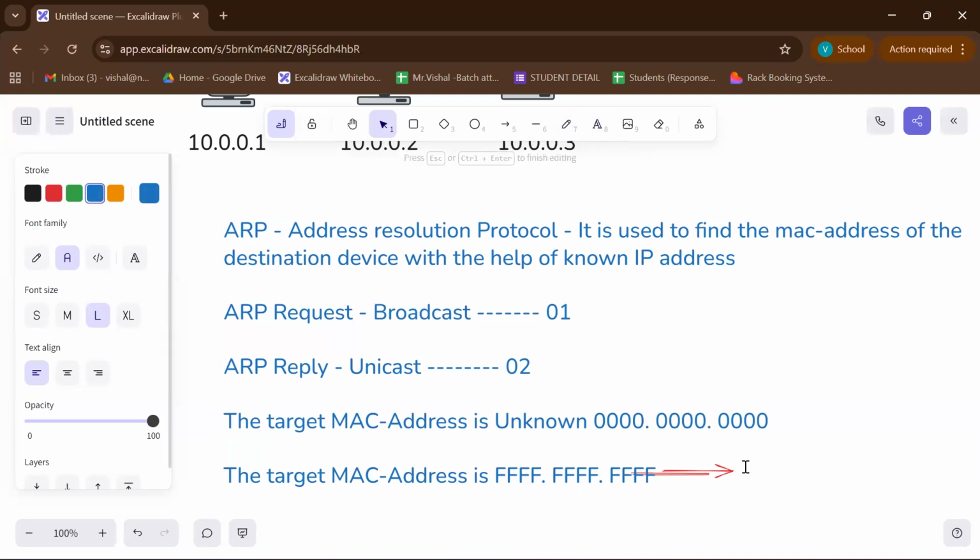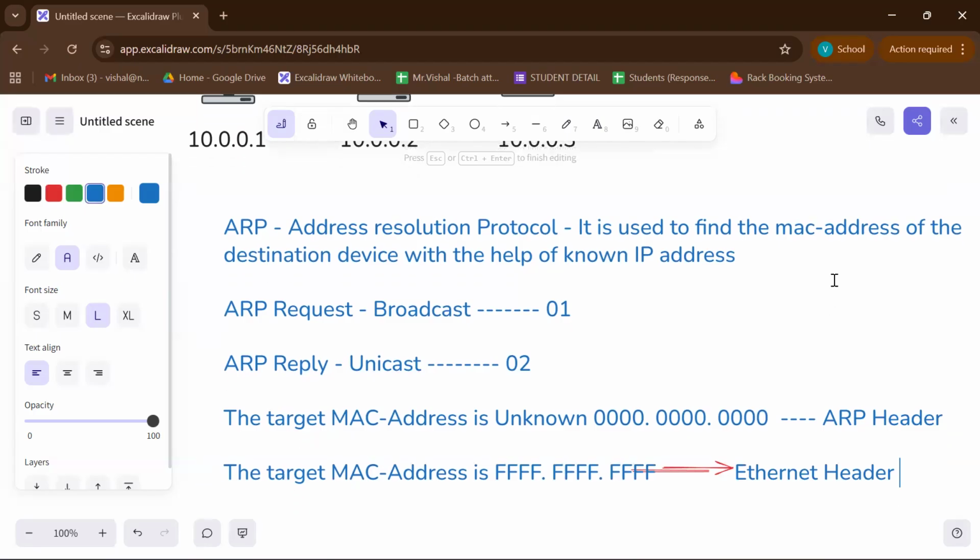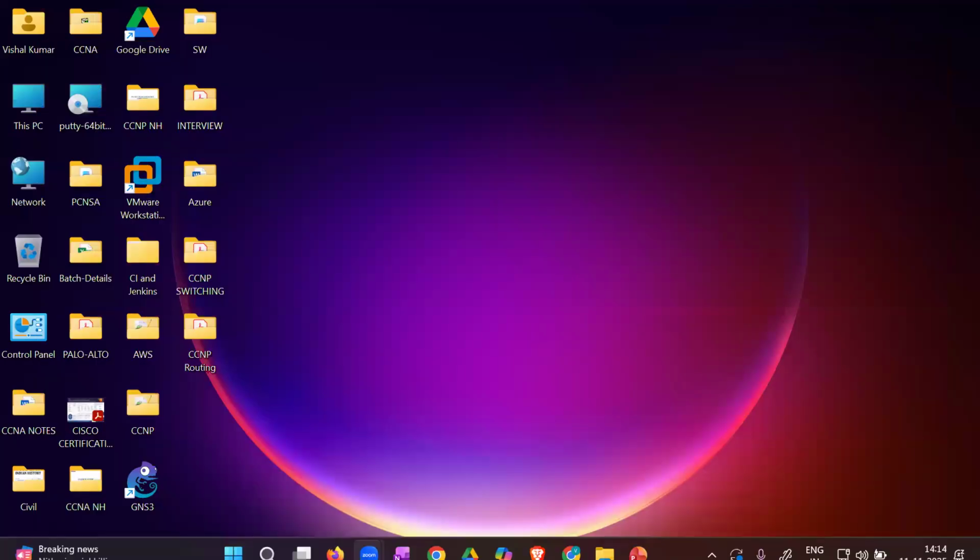This is in the Ethernet header. And this is in the ARP header. Have you checked this? If you check in Cisco Packet Tracer, it will show you. You can capture the packet and verify this. Let me show you.